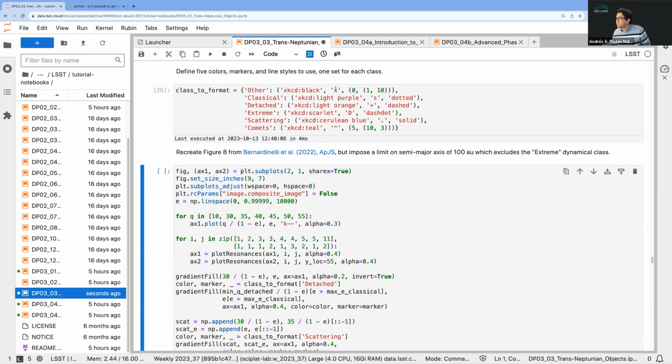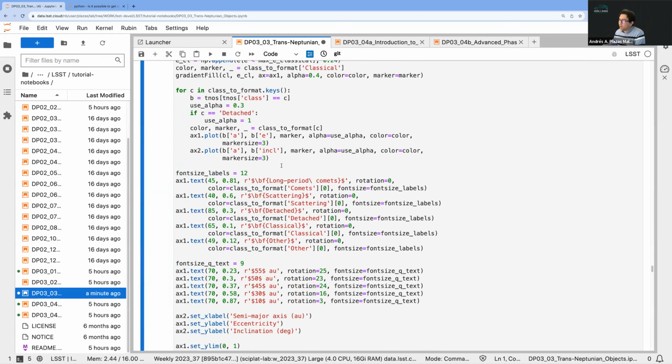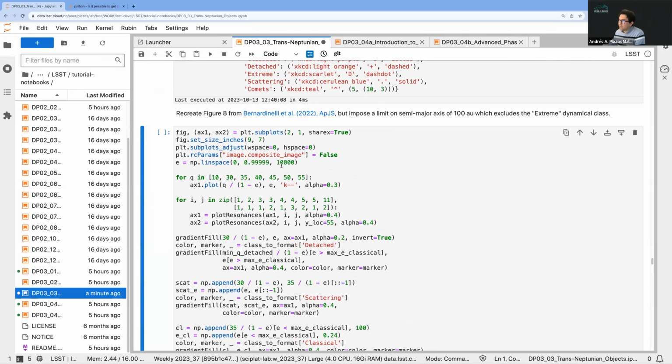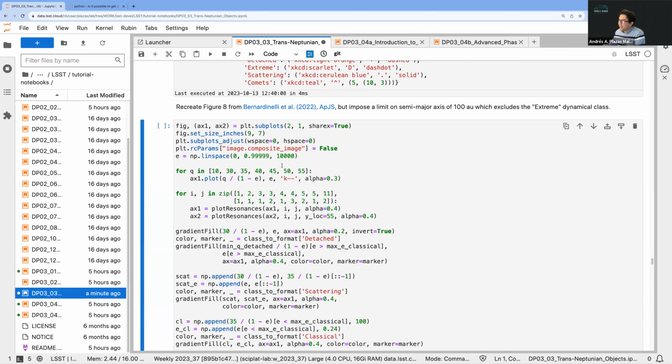But then we have a different symbol for each color, and then we have a different symbol for the lines of each object. Then here we're going to have a block of code that might be a little bit scary. We're just doing the plot, but you can look at it in detail. But here we're just defining what the resonances are going to look at.